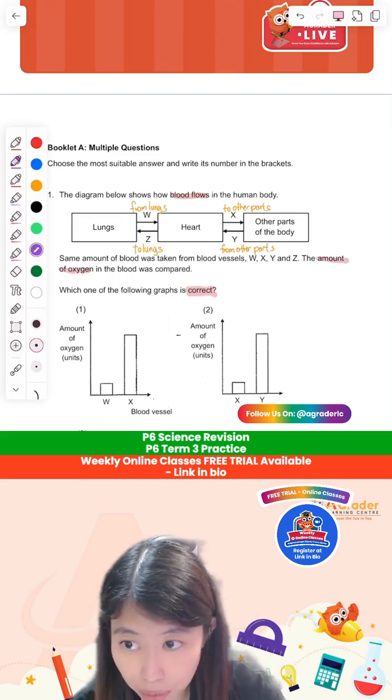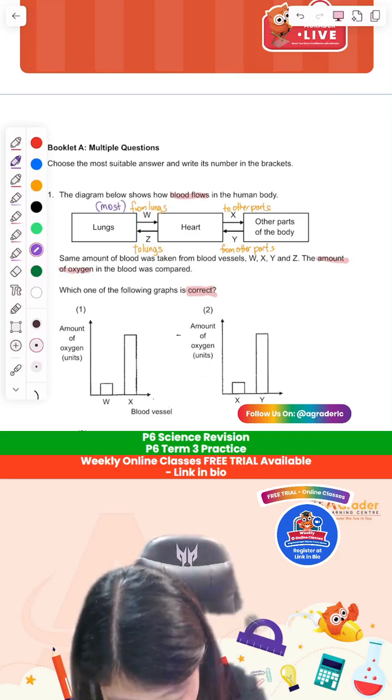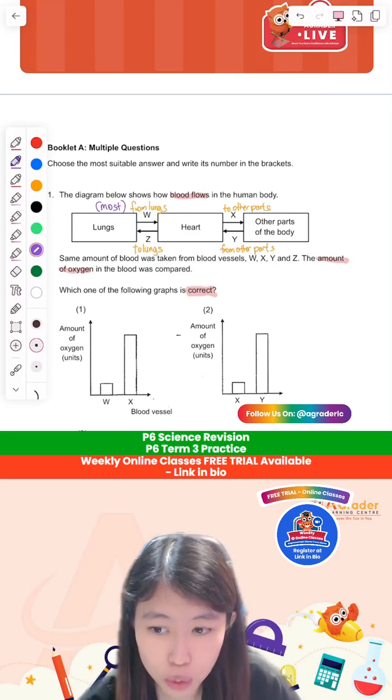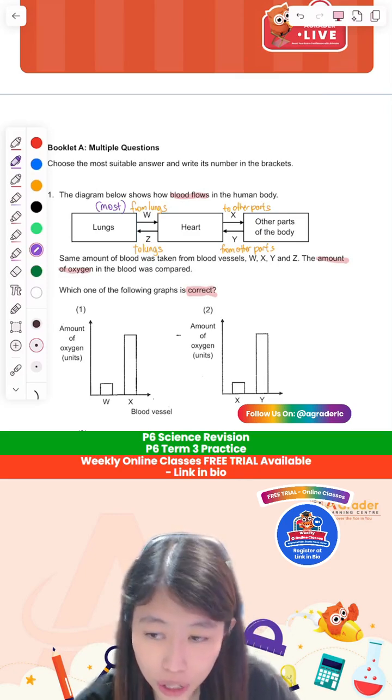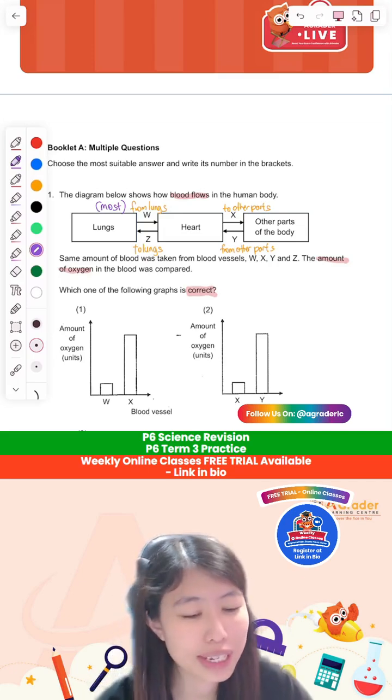Let me just write down most amount of oxygen. So now we know that W is the most, followed by what? Which one is the second highest?